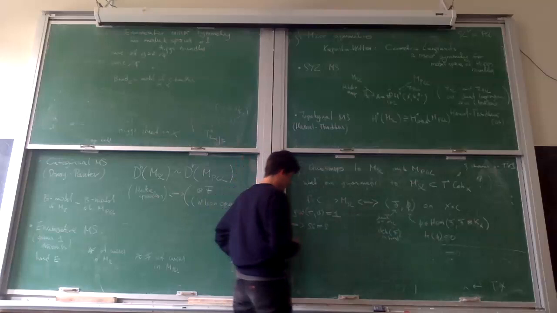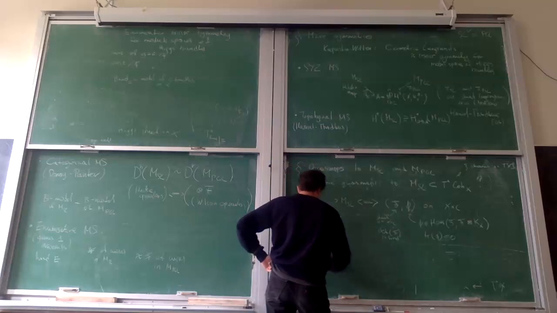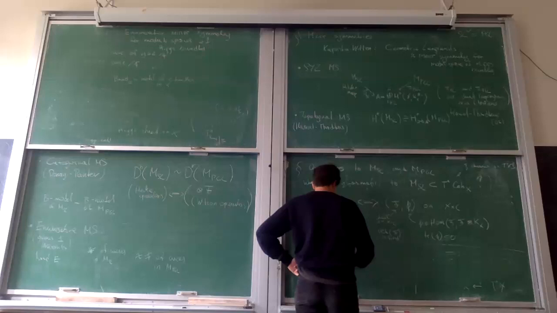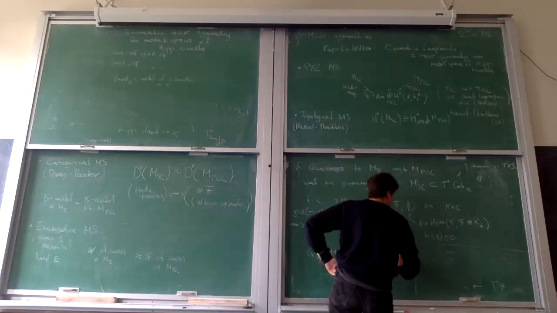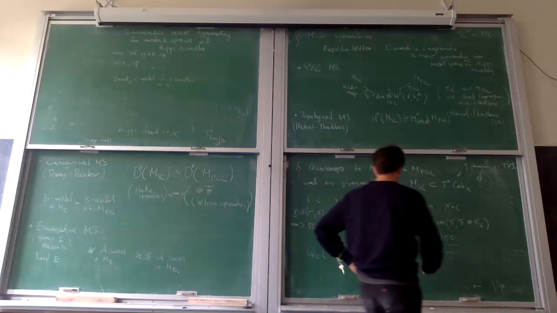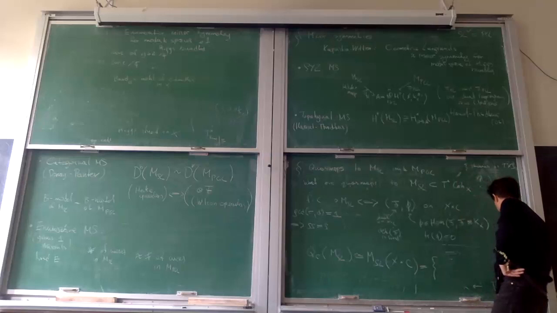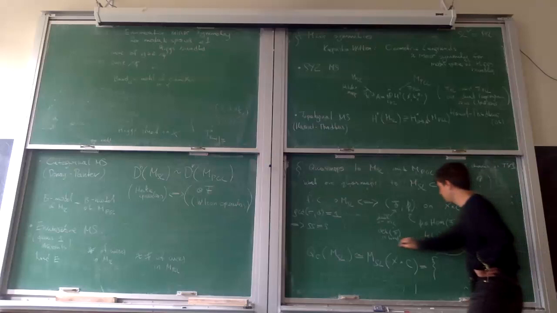So what we conclude is that quasimaps to this moduli of SL_N Higgs bundles is naturally isomorphic to, I will denote it like that, M_SL_N on X times C. So what does it parameterize? It parameterizes this data, okay?